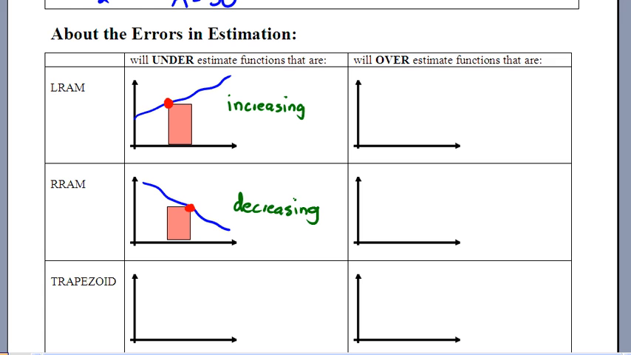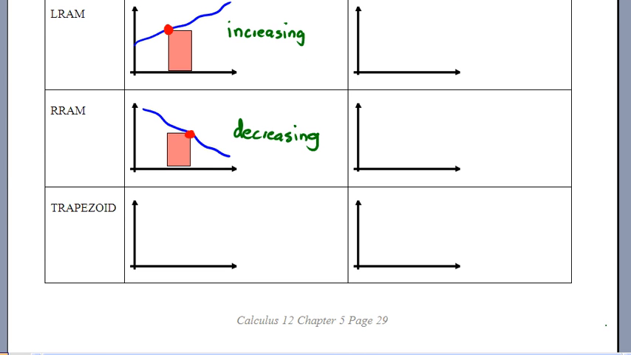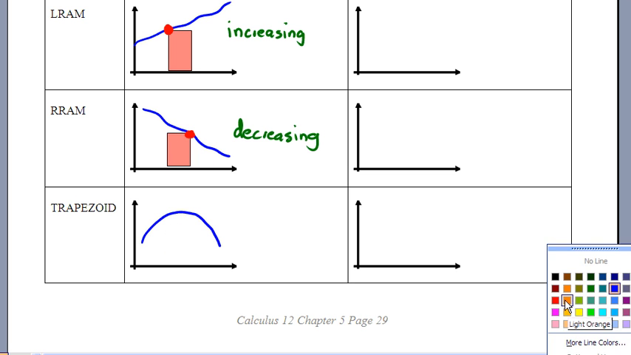But for the trapezoid rule, it's not about whether the graph is increasing or decreasing. You will underestimate the true answer for the area using trapezoids if the graph is concave down, if it looks like that. So it's not about increasing or decreasing. That doesn't tell you whether you will over or underestimate with trapezoids. Actually, I can't use that because that's not going to draw a trapezoid. I'm going to have to draw this one by hand.